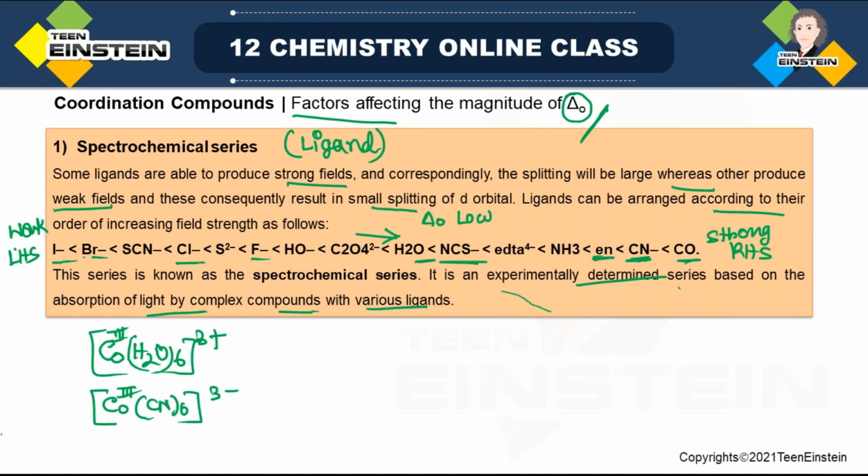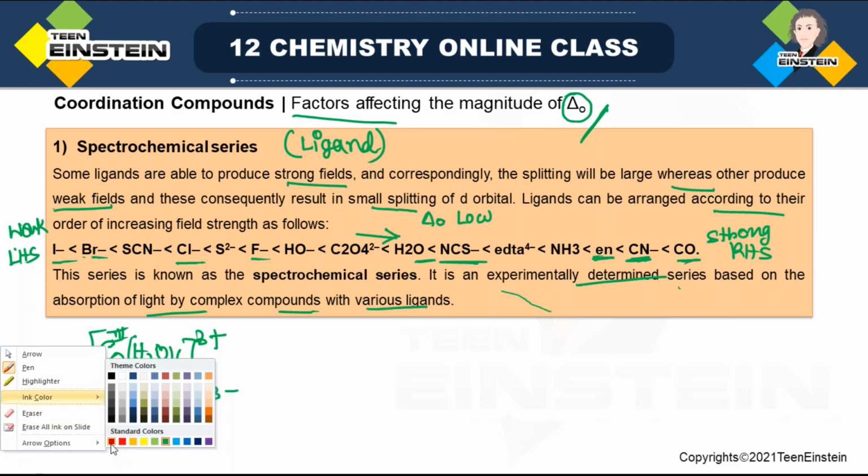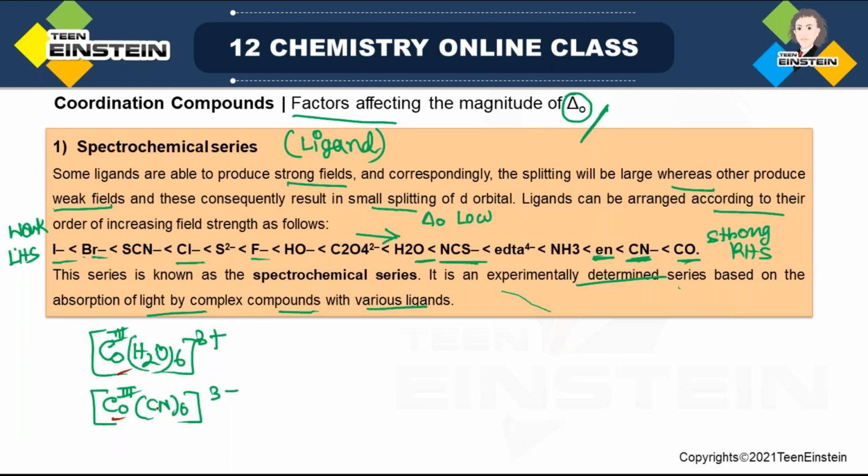So see what I have done: I have kept the other factors constant, because if you change the metal, obviously there will be an effect. So when there are 3 to 4 variables, you have to keep the other variables constant so that you can compare only one variable.